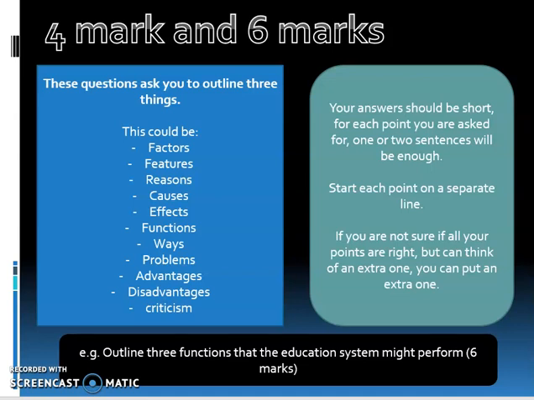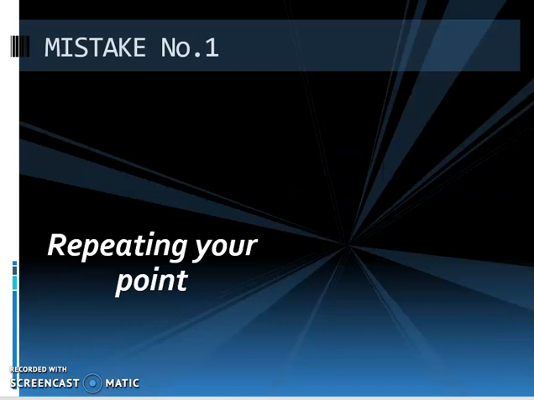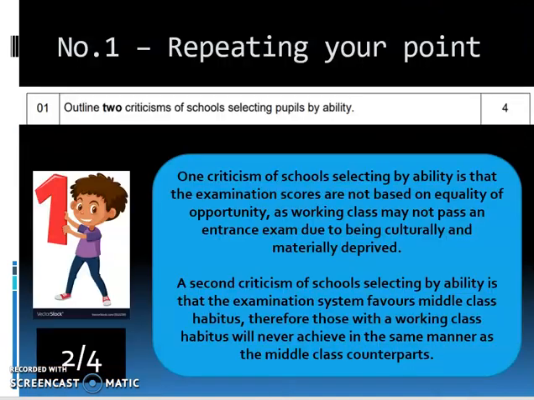So up first, mistake number 1 is repeating the point that you have made in point 1 in your second point. For example, a very similar reason but possibly with a different example. So let's look at an example from paper 1, 2019. This question was asking you to outline 2 criticisms of schools selecting pupils by ability.